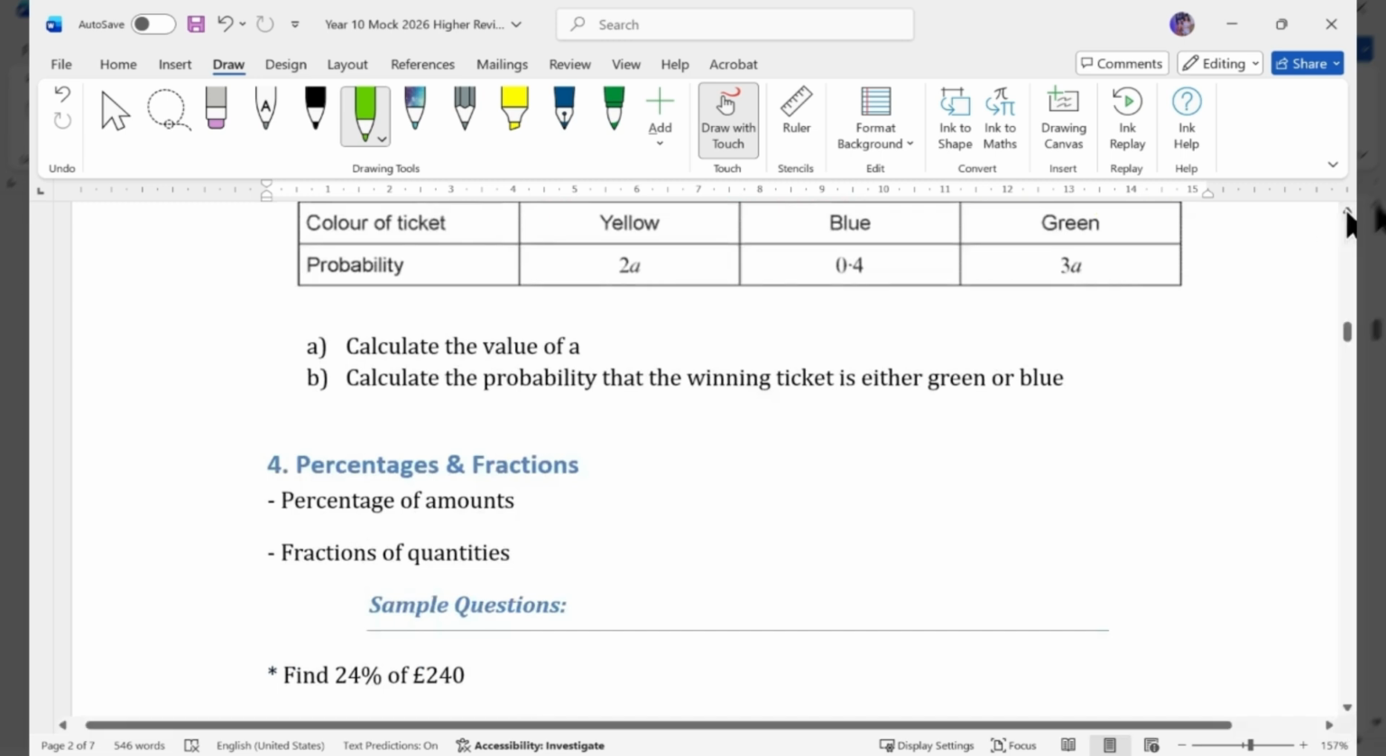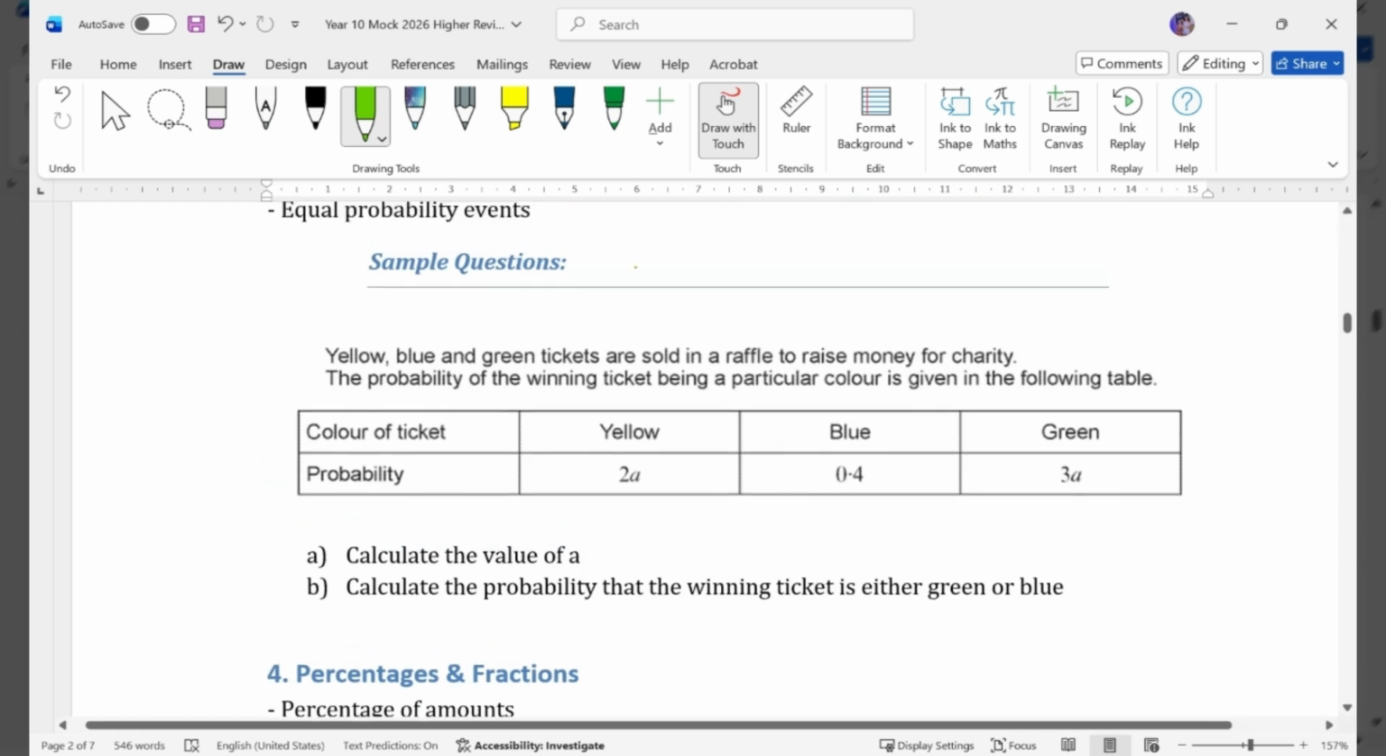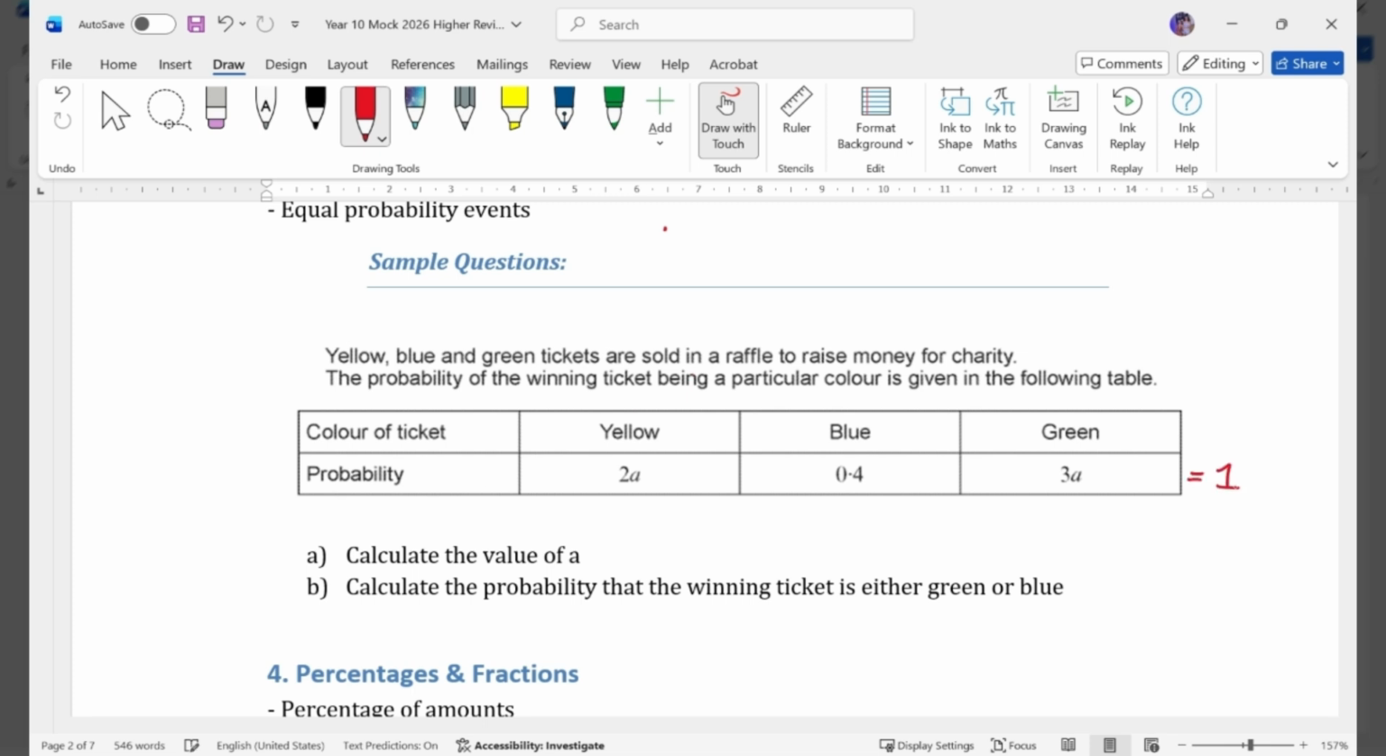It would probably rely on a calculator. So as long as you understand why I've done what I'm doing, don't worry too much about whether you could have done the mental maths or the written maths. As long as you understand the concept, you'll be fine. The idea is we know the probabilities have to add up to 1. Or if we're doing percentages, they would add up to 100%. But in decimals or fractions, they've got to add up to 1.